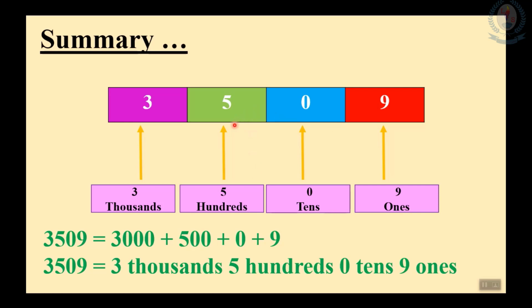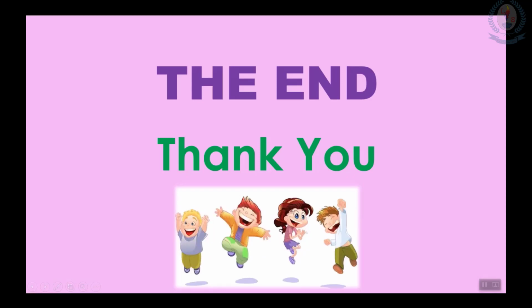The place of this 5 is hundreds and the value of this 5 is 500. Then the place of this digit 3 is thousands and the value of that digit 3 is 3000. This is the end of the chapter.